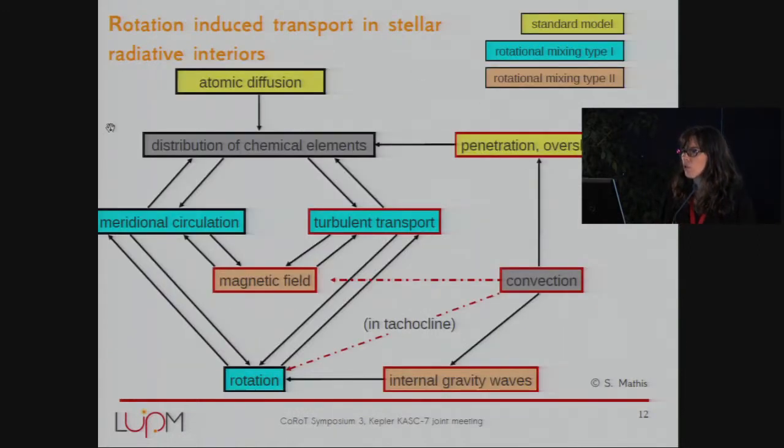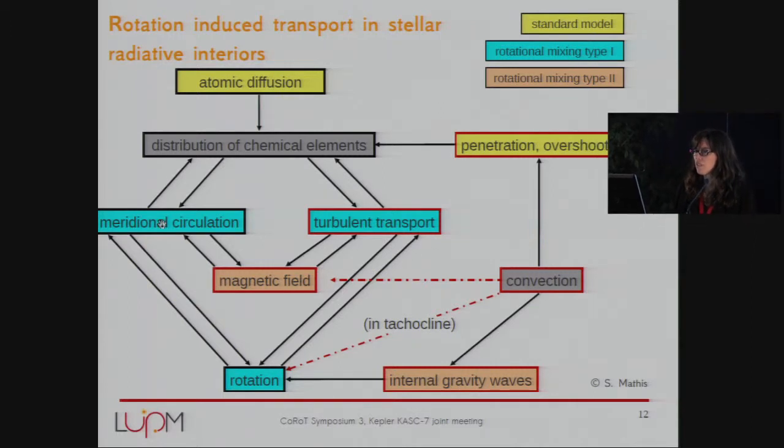So to summarize the transport of angular momentum, you have, again, this view graph from Stefan Mathis. You have rotational mixing of type 1, which is only meridional circulation and turbulent transport, acting on the transport of angular momentum and distribution of chemical elements. And then you have this type 2, where you add internal gravity waves or magnetic field, or both, but both have never been done, in order to treat the whole loop of transport of angular momentum.